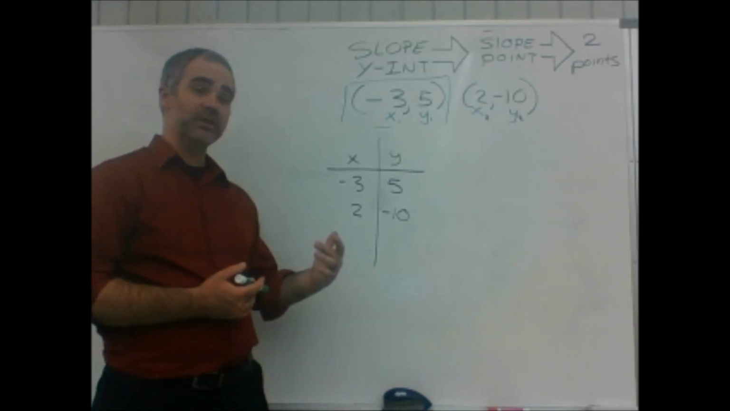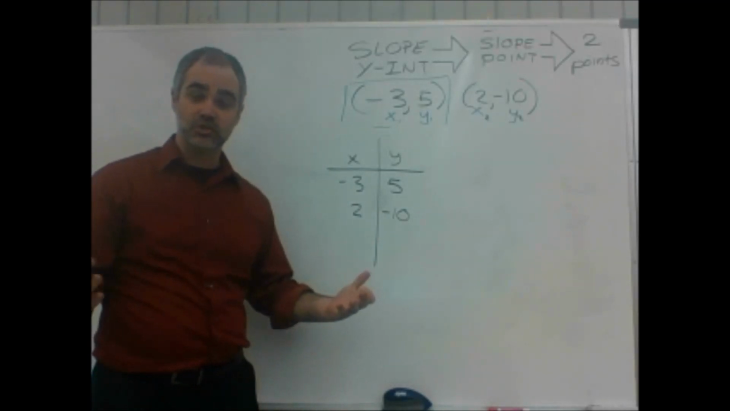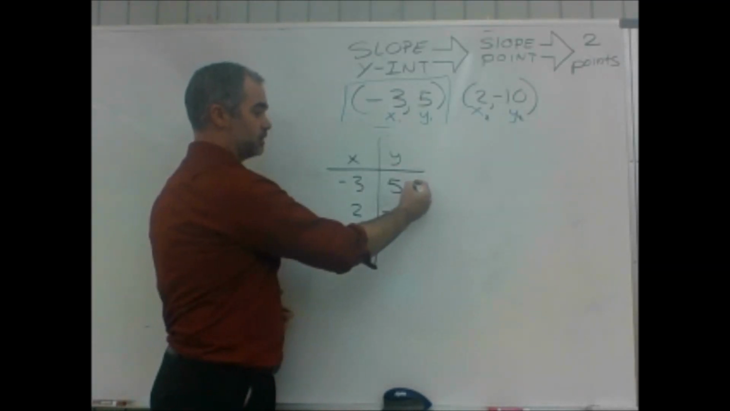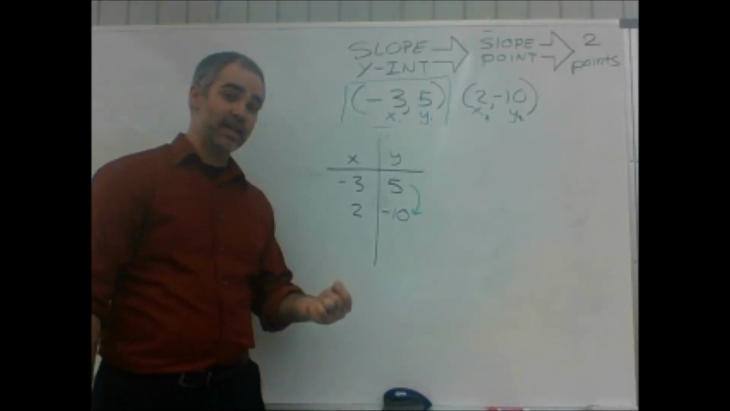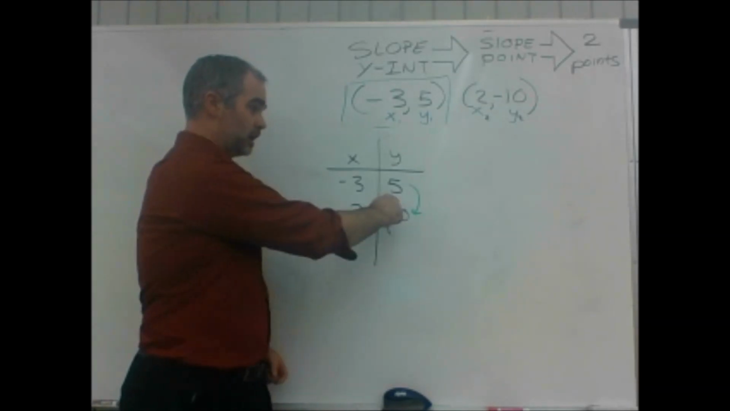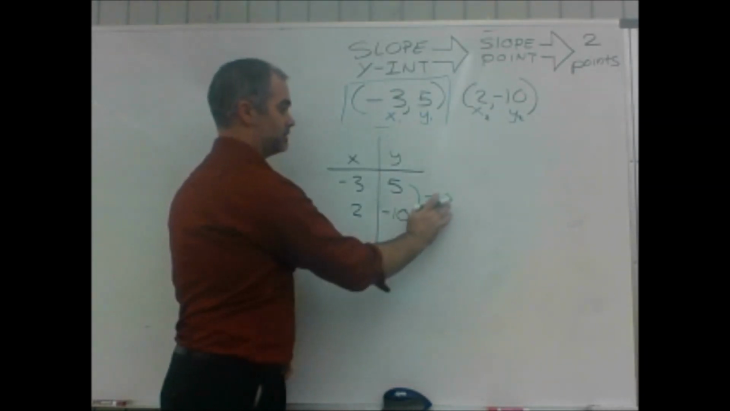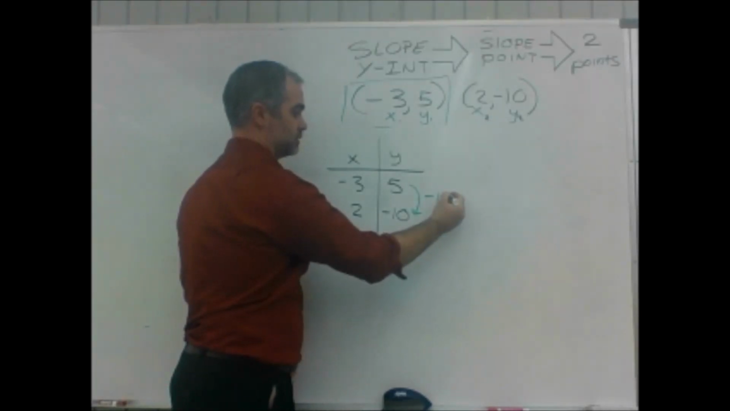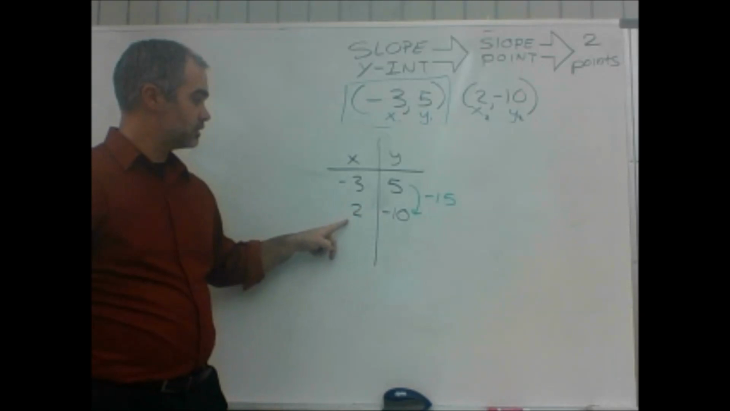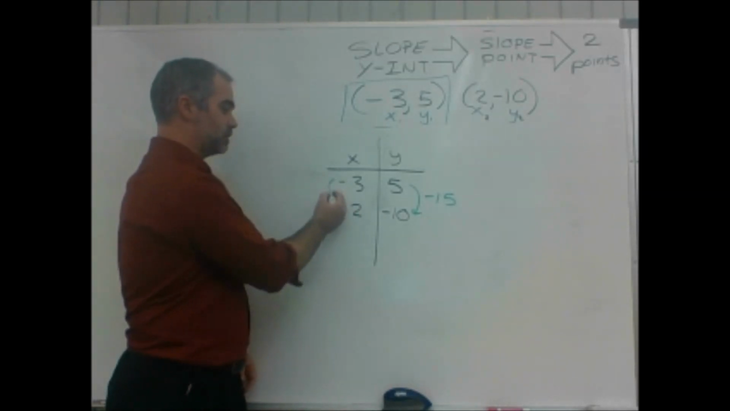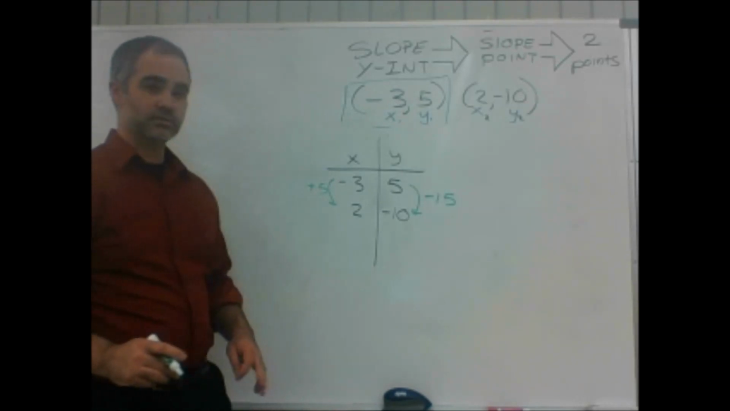Remember, the slope is the change in y over the change in x. So let's see if we can find the change in each one. How far did I have to go from positive 5 to negative 10? I went down 10 units. Sorry, I went down 15 units. Change in x, I went from negative 3 to positive 2. That's a plus 5. All right?